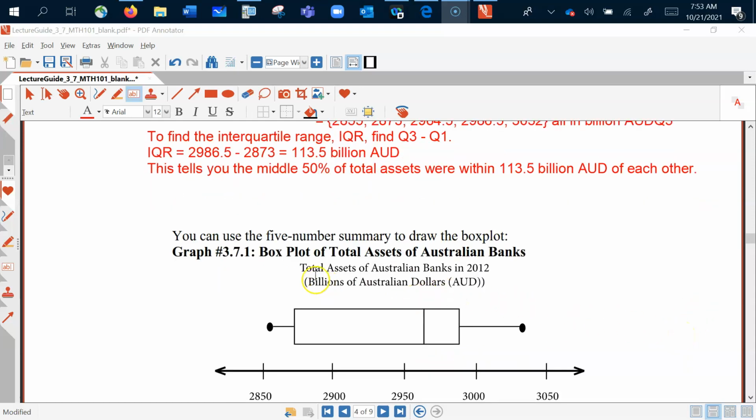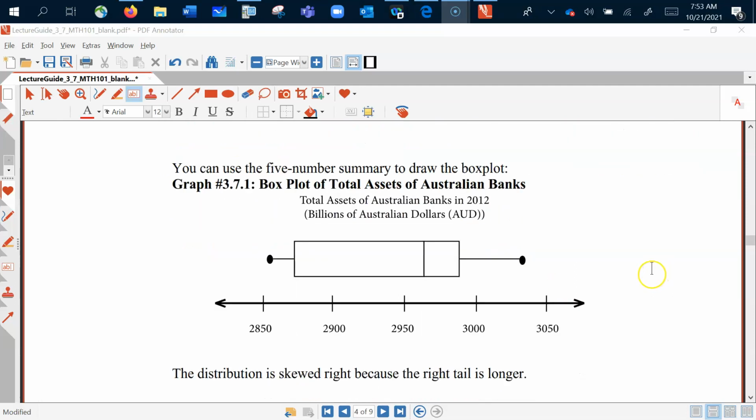Again, you should have a label of the context: total assets of Australian banks in 2012 in billions of Australian dollars. And you should have a scale so you can get an idea of what the picture is with a number. If we look at the distribution of this, this right whisker or tail is a little bit longer than the left tail, and the median here doesn't appear to be in the center of the graph, so this looks like it's skewed right simply because this tail is a little bit longer.